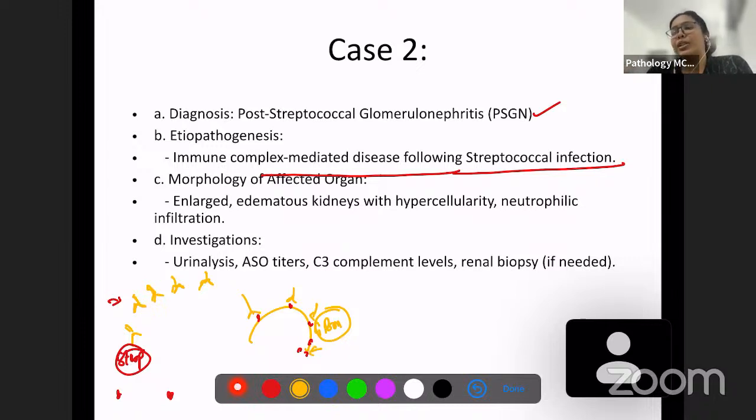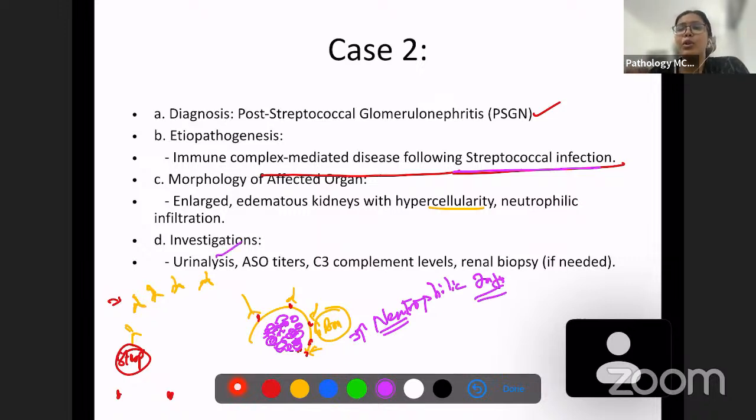So in acute condition, the cellularity is going to increase inside the glomerulus. So in histopathology, we can see increased cellularity. And because this is an acute condition, we will have neutrophilic infiltration. So in histopathology, you're going to see increased cellularity and increased neutrophilic infiltration. Okay. So this is what you're going to see.